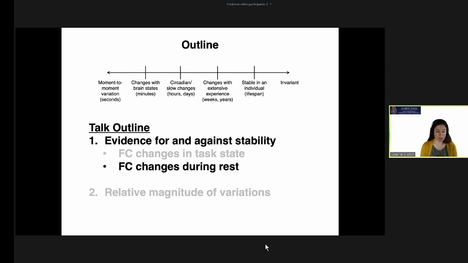What about during rest? Certainly our subjective experience is that we are thinking about many different things as we lie inside the scanner during what's called a resting state scan. This work is going to focus on findings from Tim Laumann's study in Cerebral Cortex a few years ago.